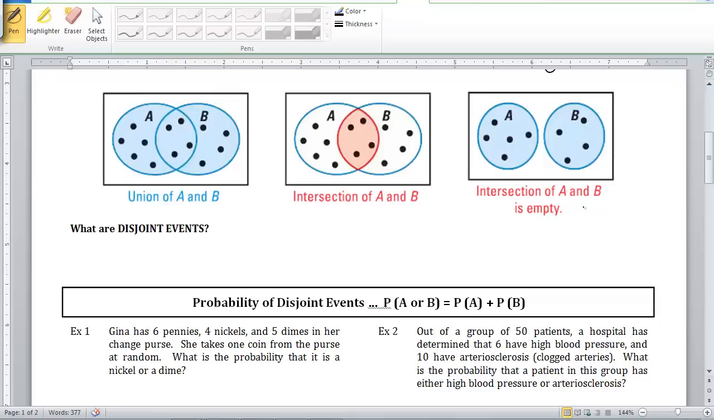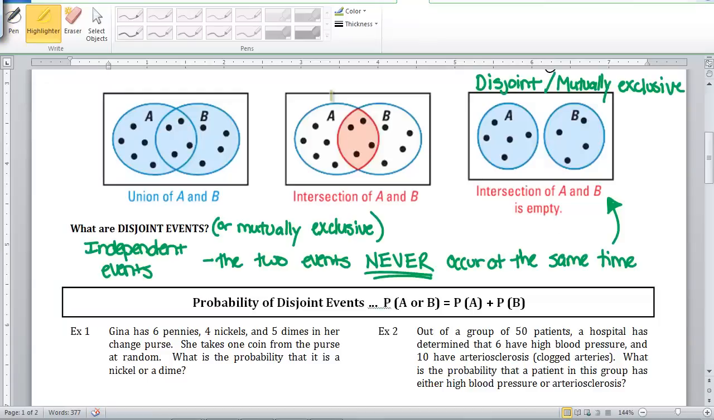So disjoint events are going to be 2 events that never occur at the same time, as we see in this third Venn diagram. If we want to find the probability of 2 disjoint events, we do just like we did when we had independent events that either one or the other could happen. You took the probability of the first event, probability of A, and added the probability of the second event, probability of B. So basically we're not going to do anything different. So let's take a look now at example 1.